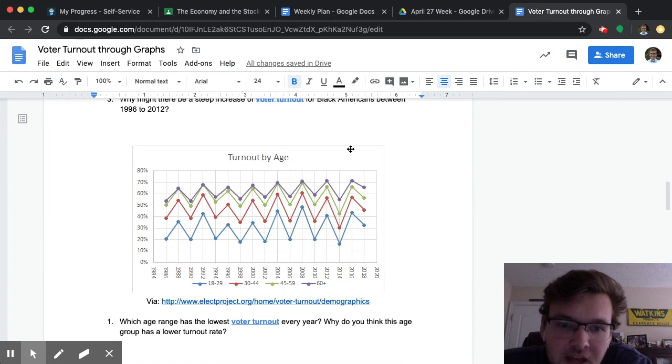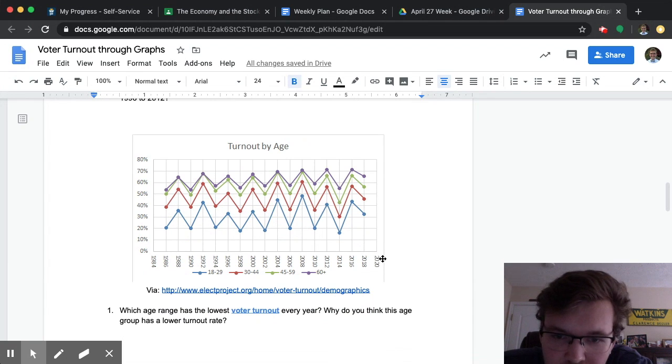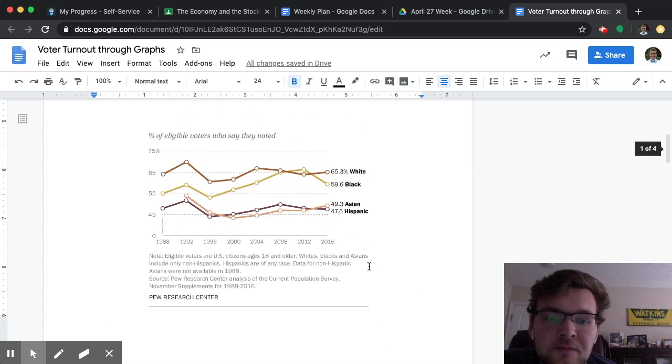I'll let you do the other ones yourselves, but I just want to show this one. The only difference is now we're doing midterm elections as well as presidential elections. So it's every 2 years. So just wanted to point that out as well.